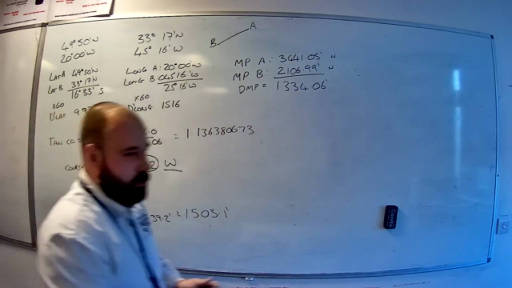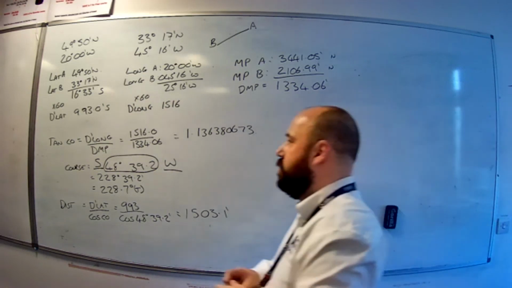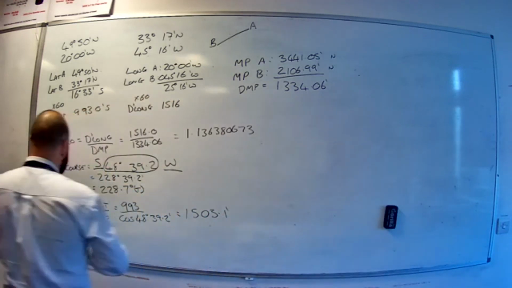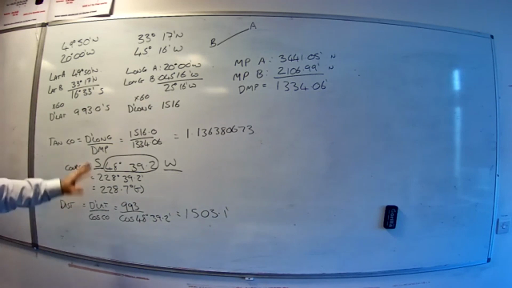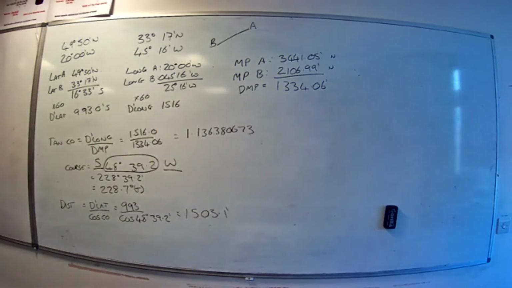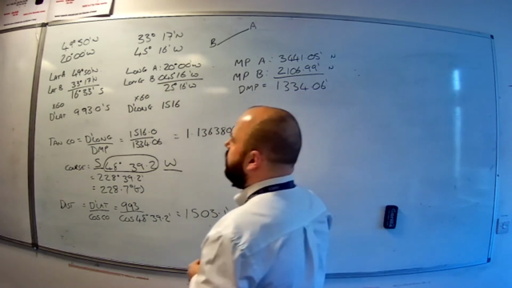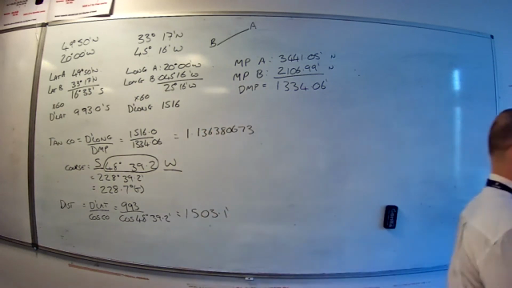So a fair bit quicker than plain sailing once you've got used to the meridional parts. Accurate, you can use it at any distance. You don't have to use plain sailing for less than 600 miles. You can use Mercator for any distance, but plain sailing you can only use up to 600 miles. You cannot use it for more than 600 miles. So this is your only option, or your only sensible option, for a rhumb line above 600 miles.